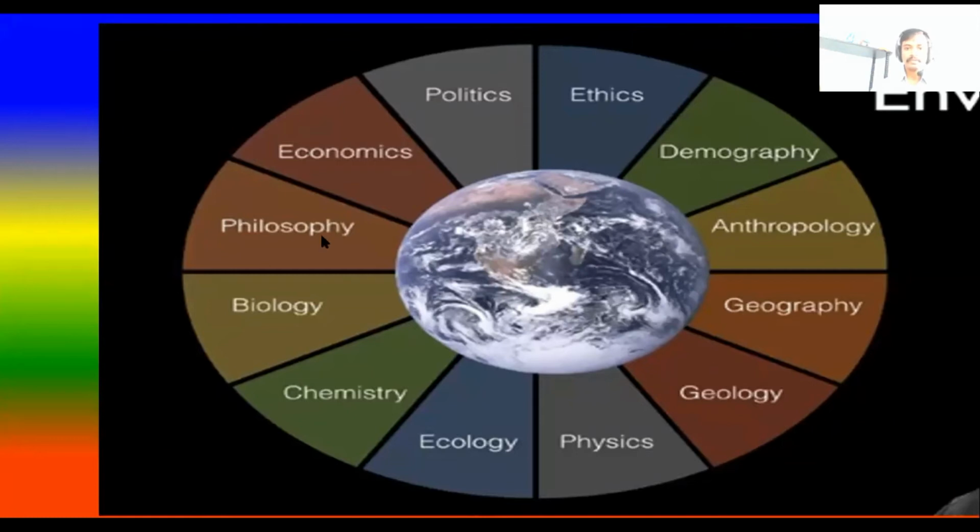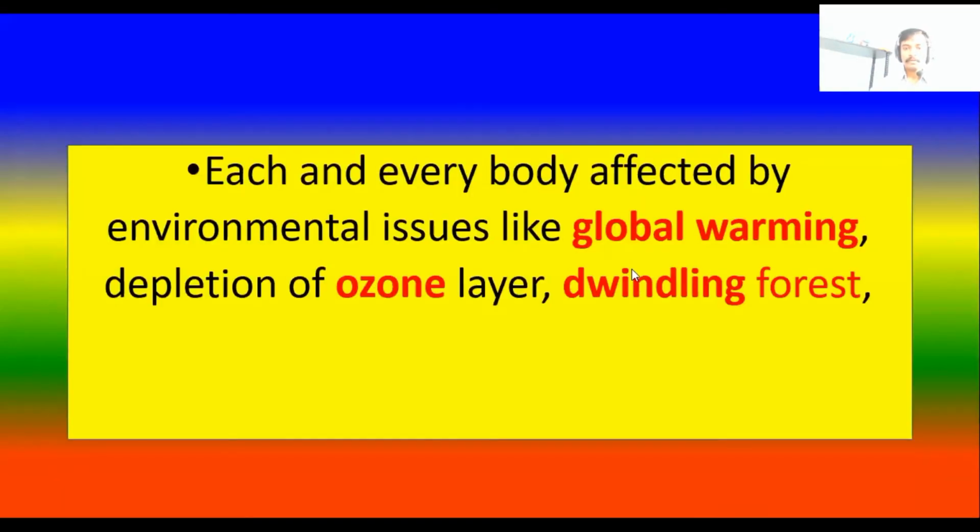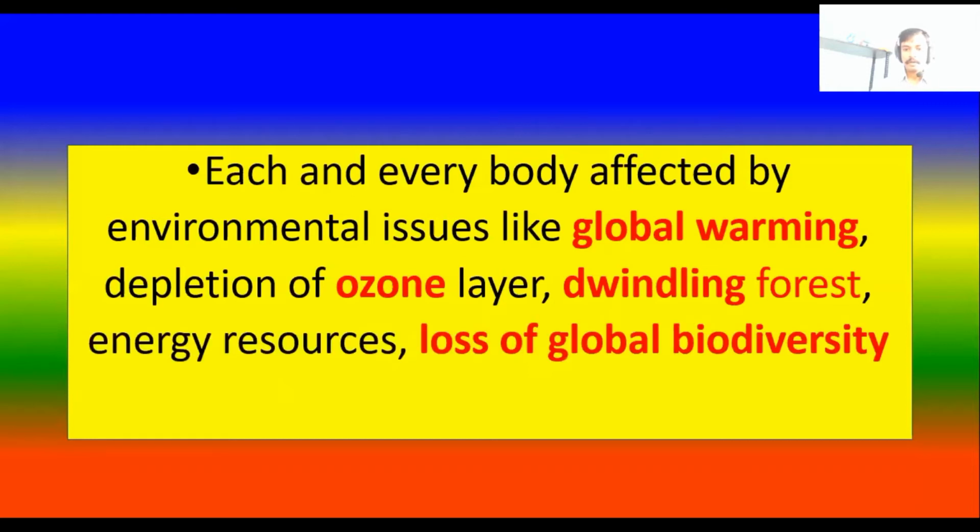Look at this, one of the excellent pie charts. This is a world study by politics, ethics, demography, anthropology, geography, geology, physics, ecology, chemistry, biology, philosophy, economics. Then everybody is affected by environmental issues. First, global warming, depletion of the ozone layer, declining forest, loss of global diversity, biodiversity mainly.